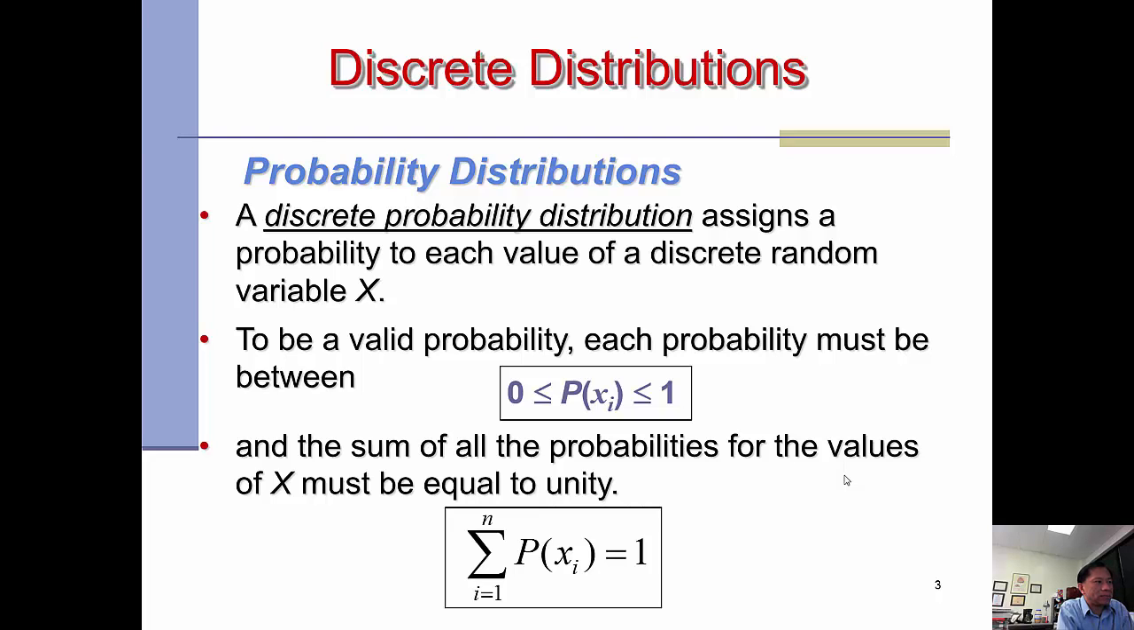To be a valid probability, each probability must be between 0 and 1. That is, P(xi) is greater than or equal to 0 and less than or equal to 1, as we talked about before. And the sum of all the probabilities for the values of x must equal unity. That's because if we add up all the probabilities, they must add up to 1, because that includes all the possible outcomes. That's the total sample space.